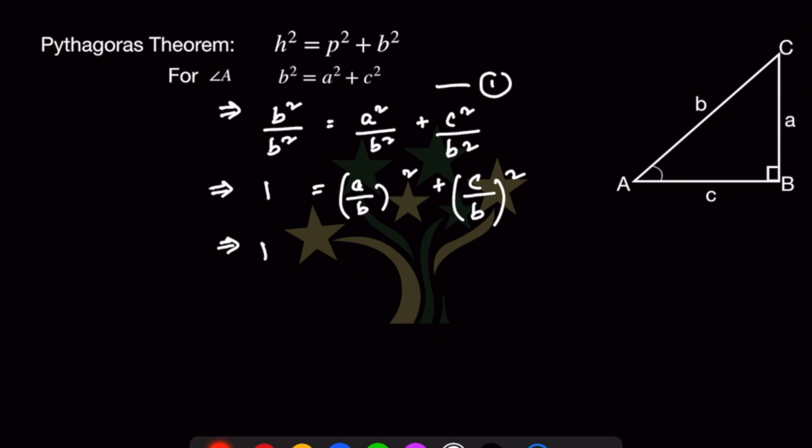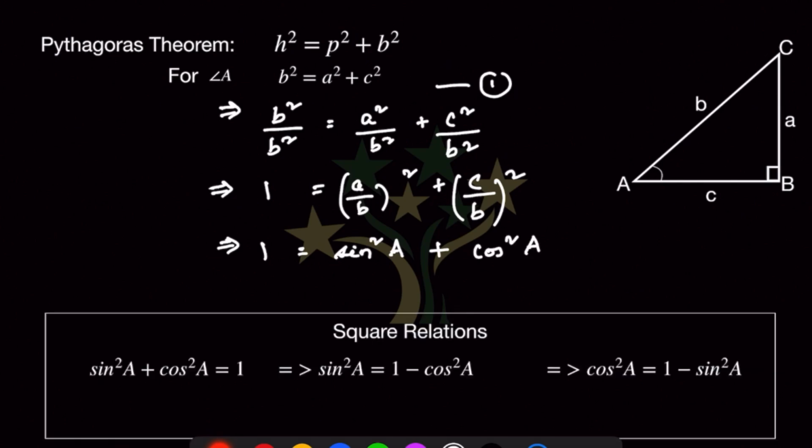Now recall from your previous slides, what is a by b? a by b is sine a. What is c by b? c by b is cos a. So we have sine square a plus cos square a is equal to 1. So this is our first identity. Or sine square a is equal to 1 minus cos square a, and cos square a is equal to 1 minus sine square a.